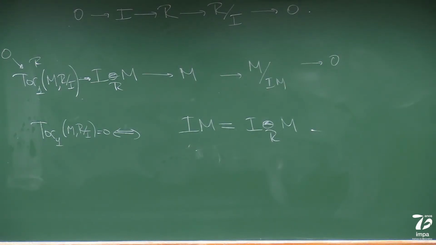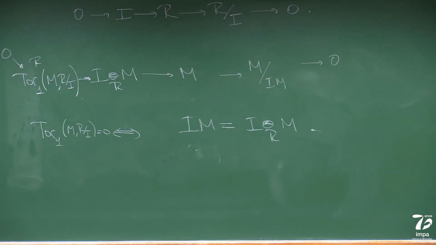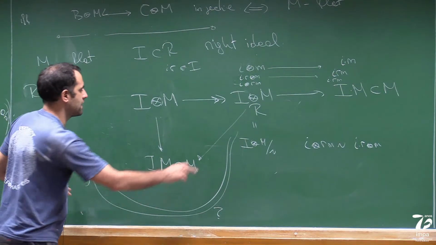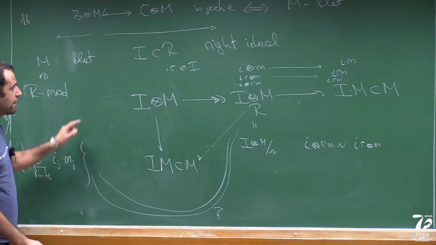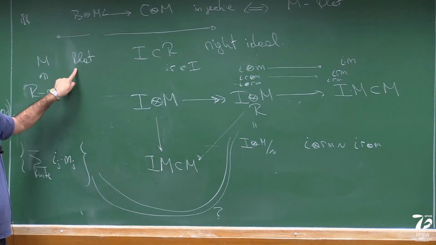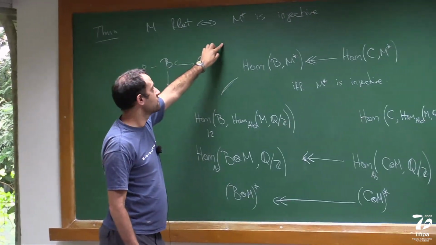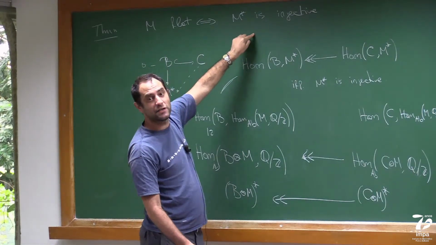Okay, so to get the converse, I claim that what I've proven is that M is flat implies this identity, that these two are isomorphic. So now I claim the opposite. I claim that if these two guys are isomorphic, then M is flat. And for that, I'll use this isomorphism here, that M is flat if and only if this guy is injective. So I'm going to prove that this guy is injective.